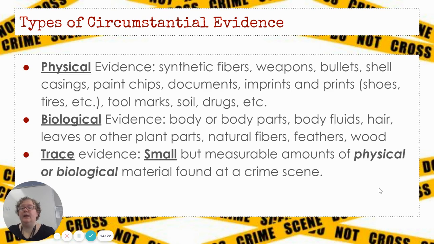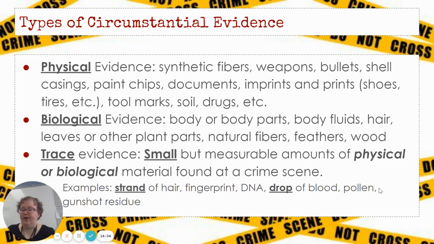And both physical and biological evidence, if it is in very small amounts, we call it trace evidence. That is small but measurable amounts of physical or biological material found at a crime scene. For example, if we find a single strand of hair, or a small sample of DNA, a single drop of blood, pollen, gunshot residue, all of that would be considered trace evidence because it's in very small quantities.